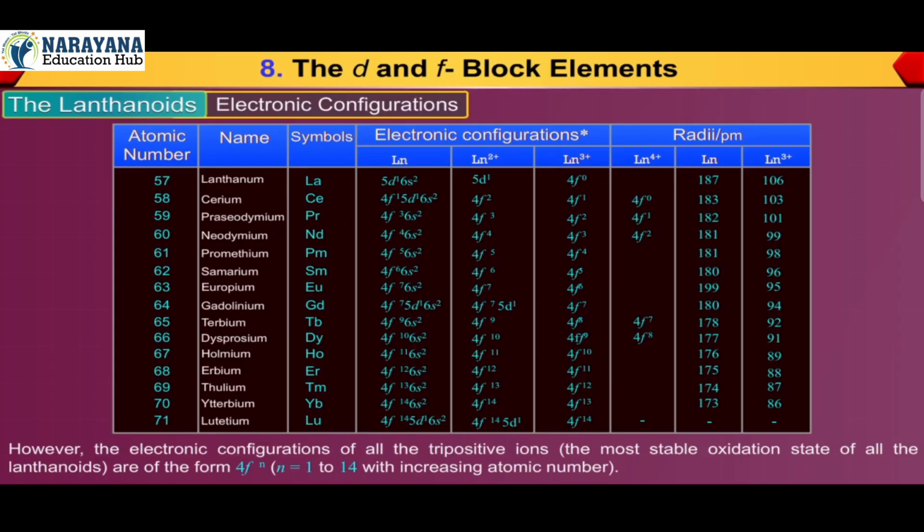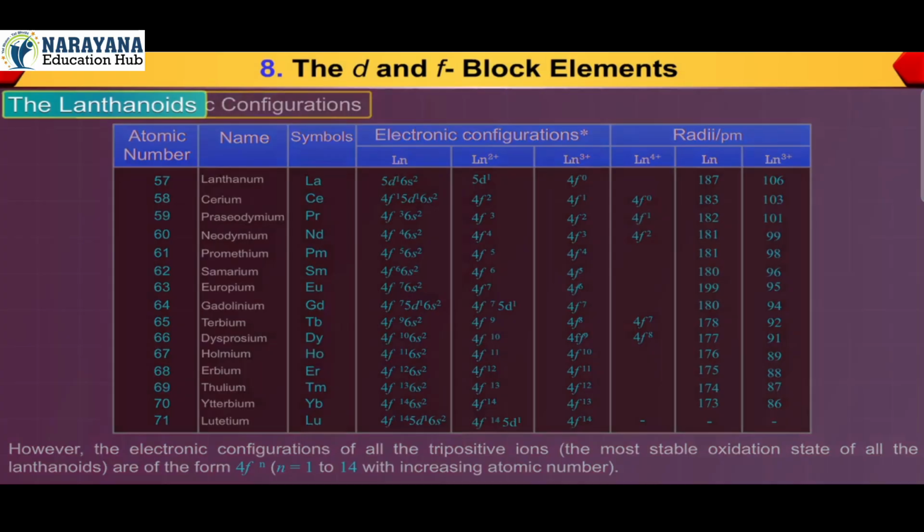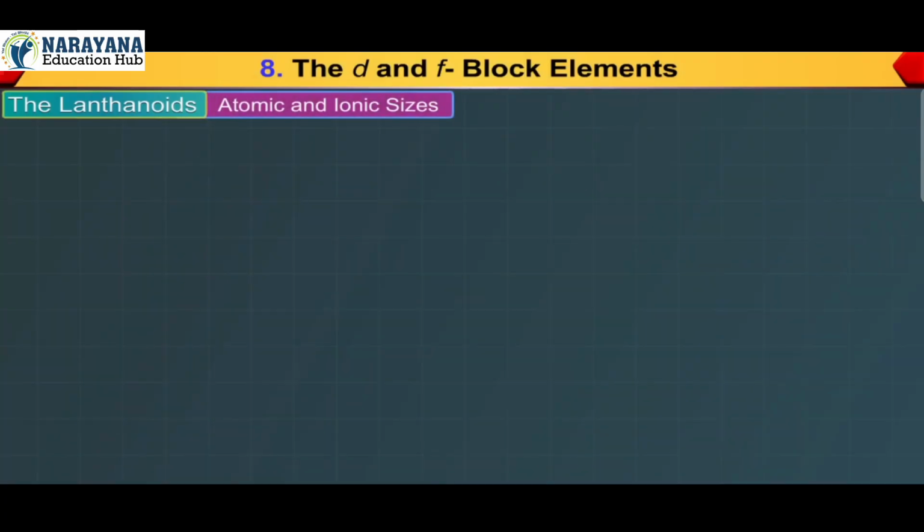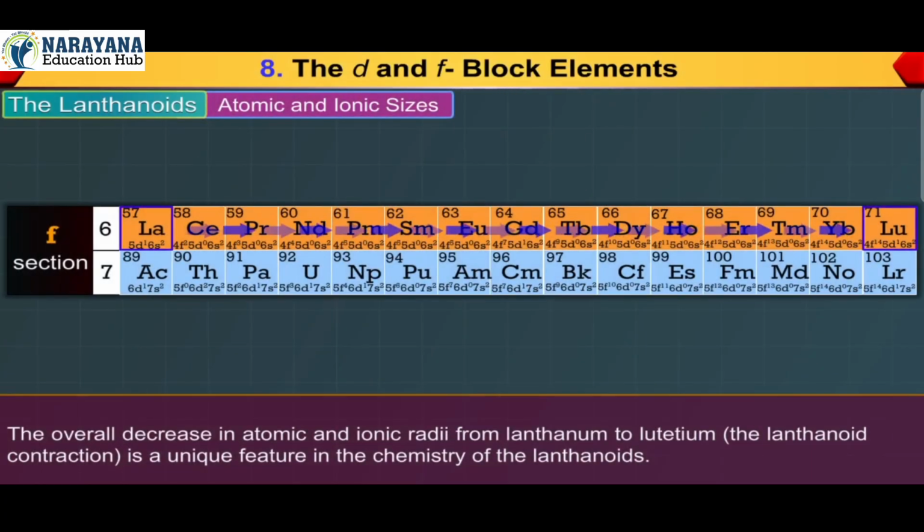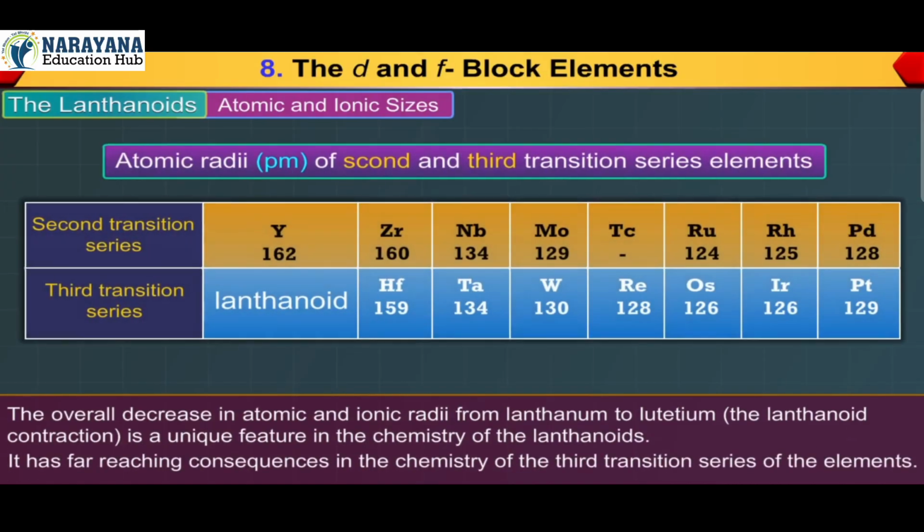where n is equal to 1 to 14 with increasing atomic number. Atomic and ionic sizes: the overall decrease in atomic and ionic radii from lanthanum to lutetium, the lanthanoid contraction, is a unique feature in the chemistry of the lanthanoids. It has far-reaching consequences in the chemistry of the third transition series of the elements.